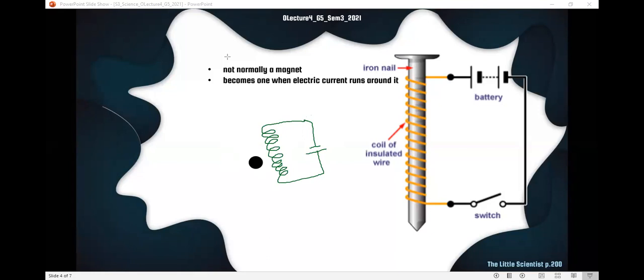Okay? The electromagnet. Miss, I think that I can. What? I think that I can do it. Okay, why not? Try it.